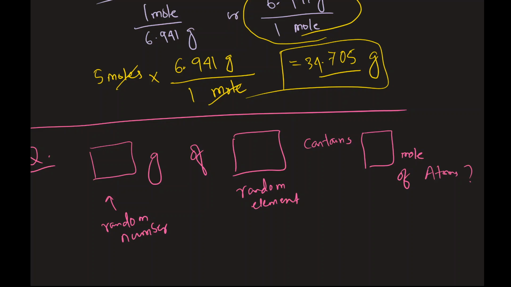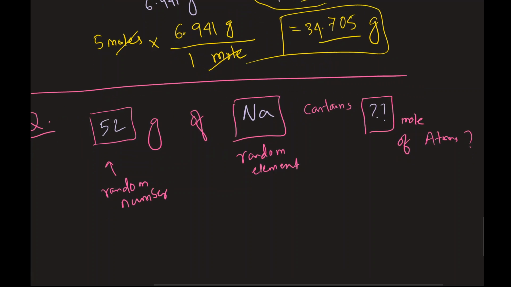So what's your favorite number between 1 and 100? Let's say I will say 52. Yeah, why not? 52 grams of any random element. Let's say sodium. So 52 grams of sodium contains how many moles of atoms? So this is our question. That's what you have to find.